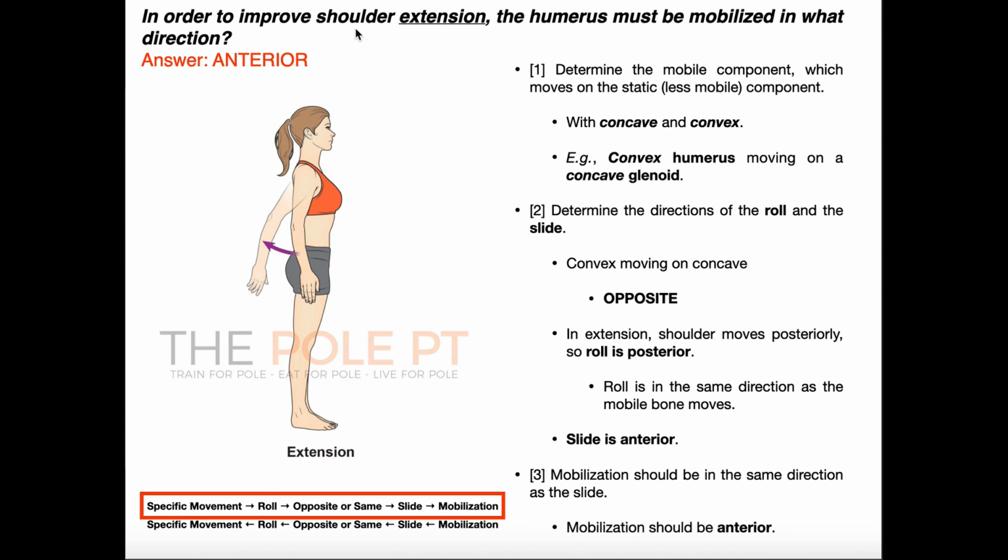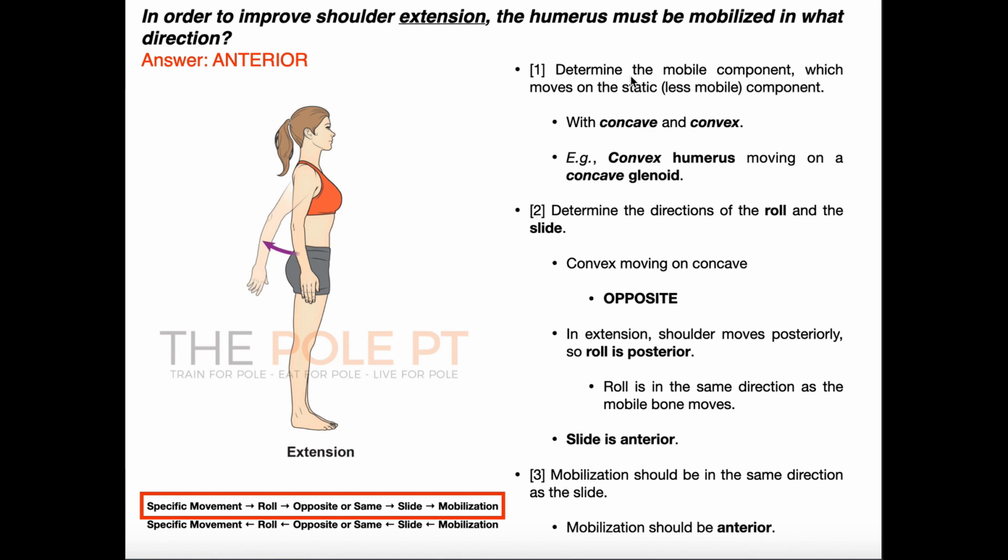Okay? So let's suppose we want to improve shoulder extension. We can improve a specific movement at a joint, but in order to do that, we're going to have to mobilize a specific bone at the joint. Here I'm telling you that the humerus is going to have to be mobilized. I'll tell you how we determine which bone it is, because remember there are two bones articulating at the shoulder joint: the head of the humerus, and of course the glenoid fossa of the scapula. How do we know which one is the bone that we're going to mobilize? And once we know that, how do we know what direction to mobilize the humerus in? We can mobilize it anteriorly, posteriorly, medially, laterally, all sorts of directions. How do we determine that? We're going to answer that question here.